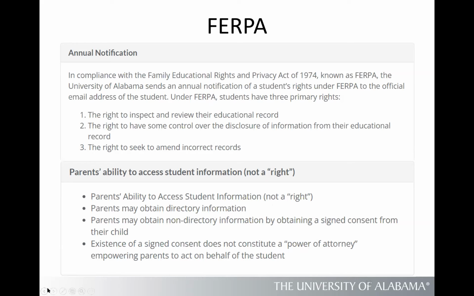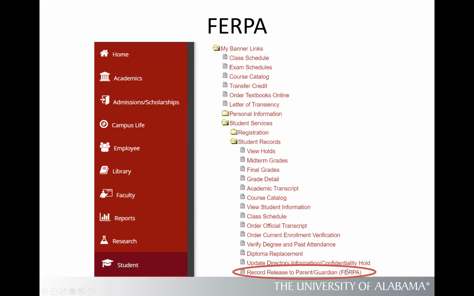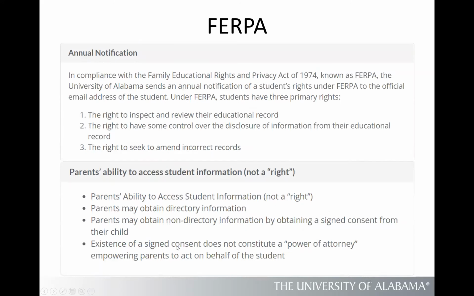Now that signed consent is referring to this here. If a student submits a record release for their parent or guardian, that's considered a signed consent at UA. Existence of a signed consent does not constitute a power of attorney. What that means is just because there's a FERPA release on file doesn't mean the parent can call up the school and say, hey, I want to drop all my student's classes for this term, or hey, I want to register, and so on and so forth.